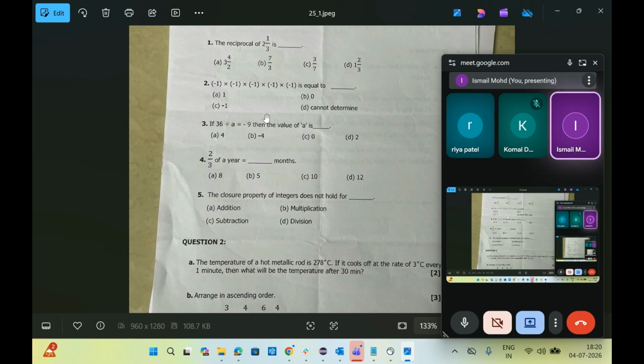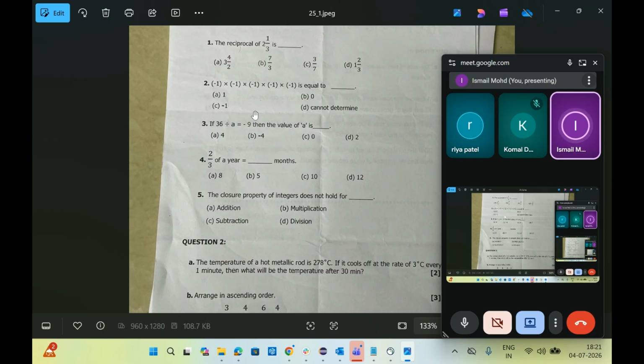Five times, an odd number of times. So the answer is minus 1. Because what happens, you see, minus 1 into minus 1 is plus 1, then plus 1 into minus 1 is minus 1, again minus 1 into minus 1 is plus 1, again plus 1 into minus 1 is minus 1. In that fashion it is minus 1.